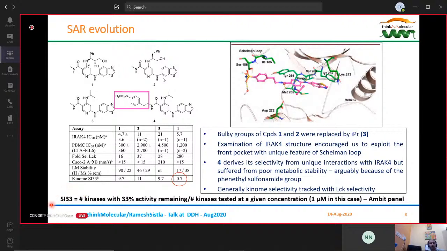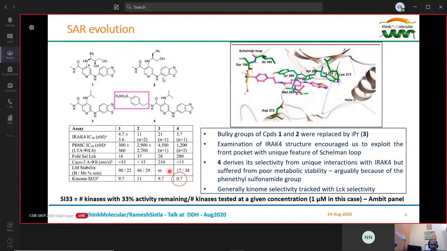People were generally depicting S(33). But these days, there are other ways of depicting kinase selectivity. So 1, 2, and 3 pretty much hit about 10 to 11% of the kinome. Out of 400, they were hitting about 40 kinases. But the incorporation of the phenethyl sulfonamide, which I said was a unique feature of IRAK4, pretty much cleaned up the whole kinome, and we were hitting only about 1% of the kinome.